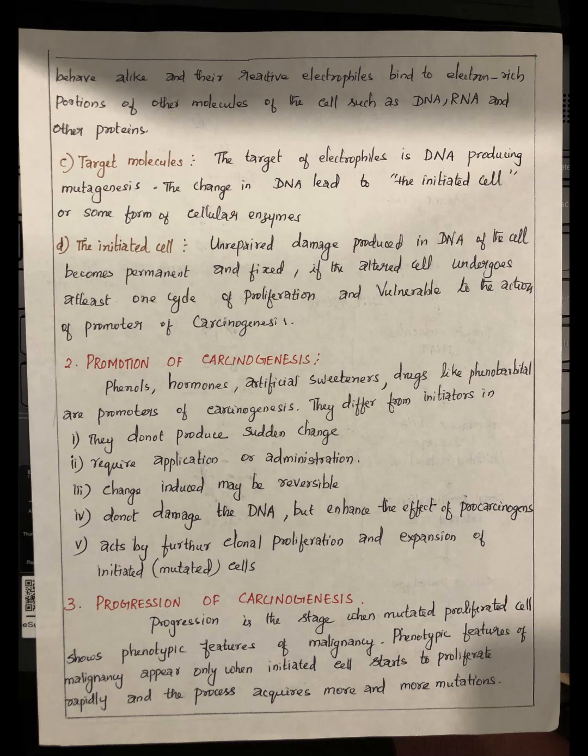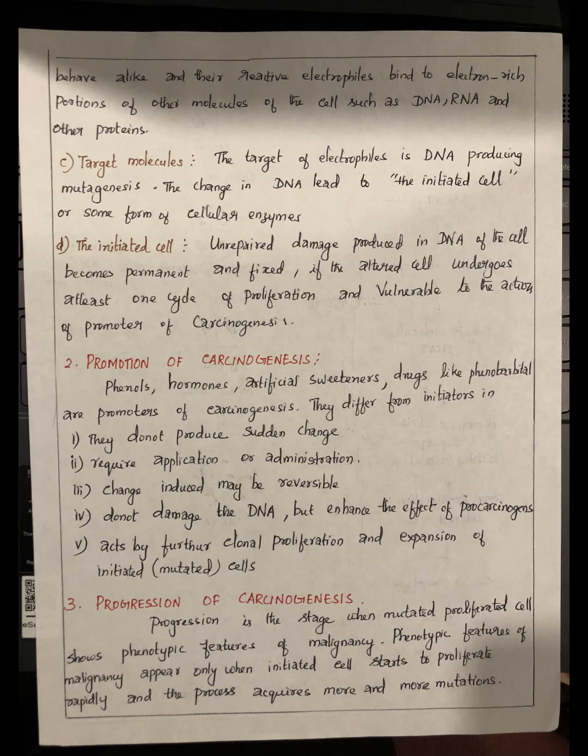Some examples of promoters of carcinogens are phenols, hormones, artificial sweeteners, drugs like phenobarbital. The properties of promoters are: they don't produce sudden change. They produce the action only after repeated application. The change produced is reversible. They don't damage the DNA, but enhance the effect of indirect-acting carcinogens. They promote by further clonal proliferation and increase the initiated cells.